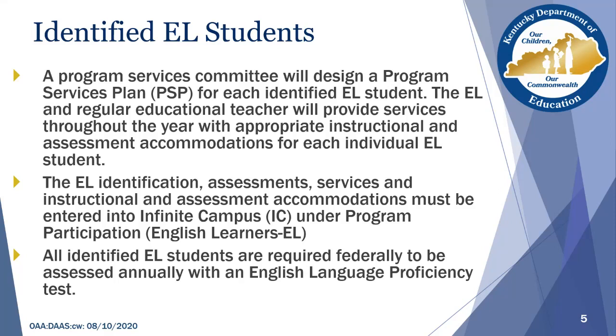And then, like I said, this is a federal mandate that we have to assess annually students who are identified as an English learner with an English language proficiency test. Our English language proficiency test that we give is ACCESS. And for our students who have significant cognitive disabilities, we give them the Alternate ACCESS for ELs. Then we also have the kindergarten assessment as well for our students.